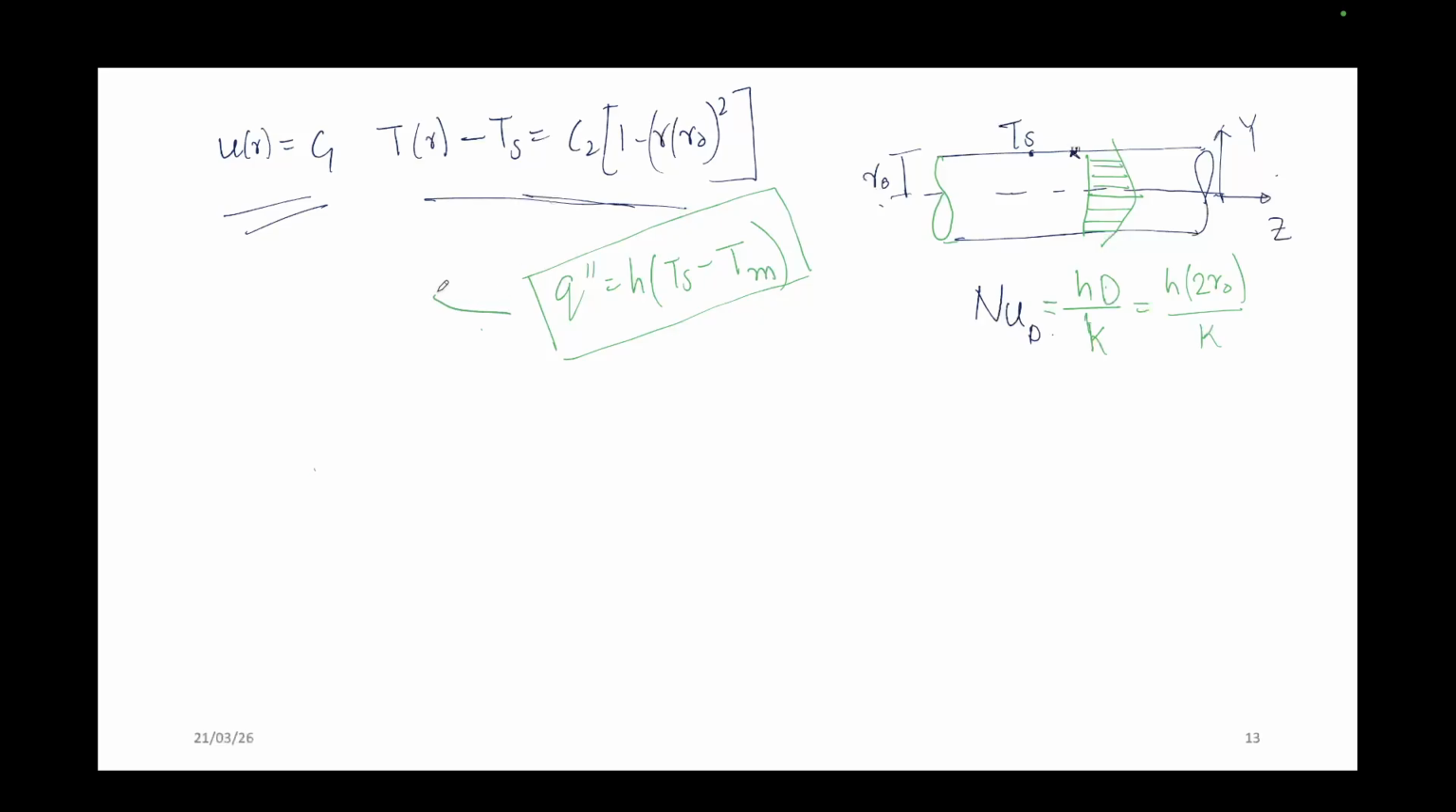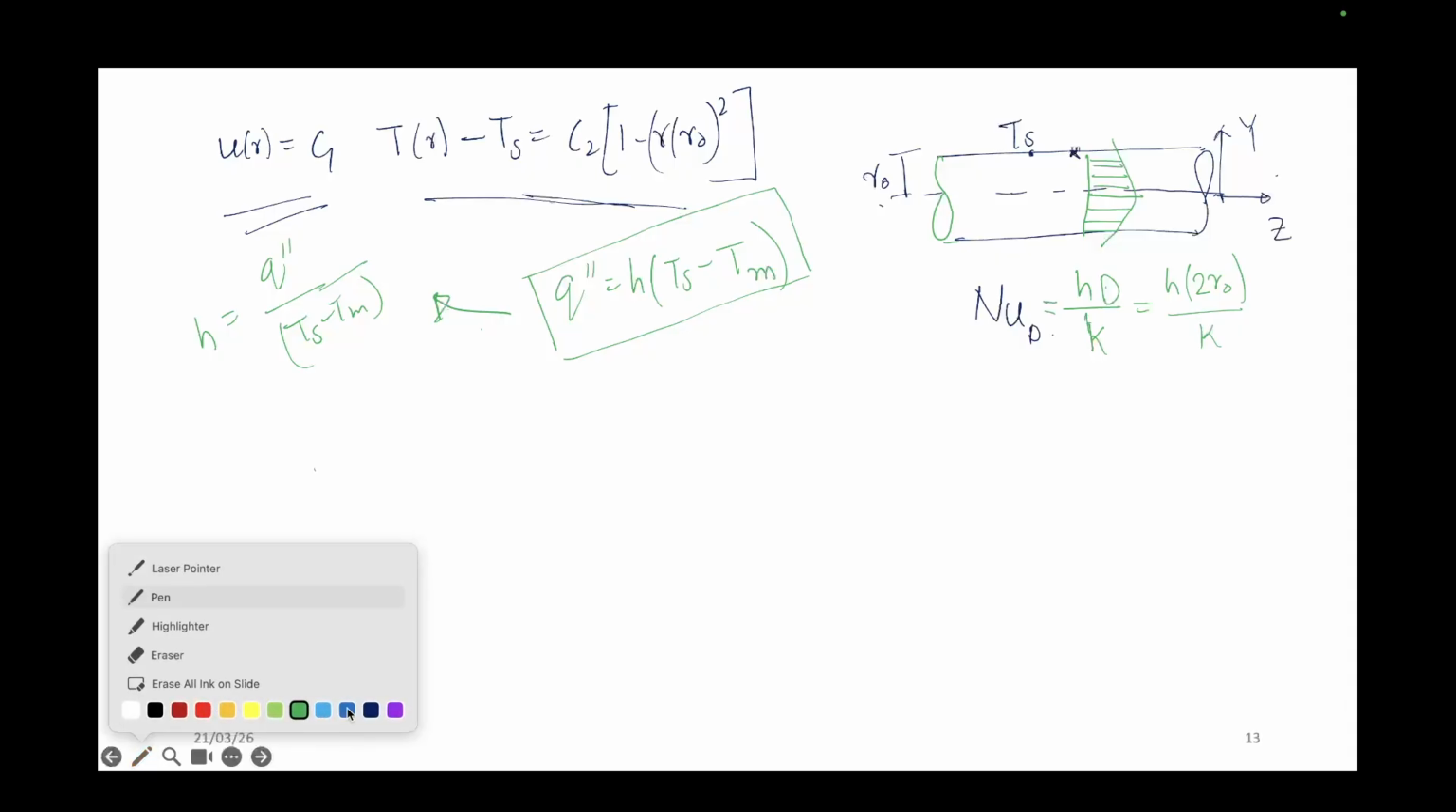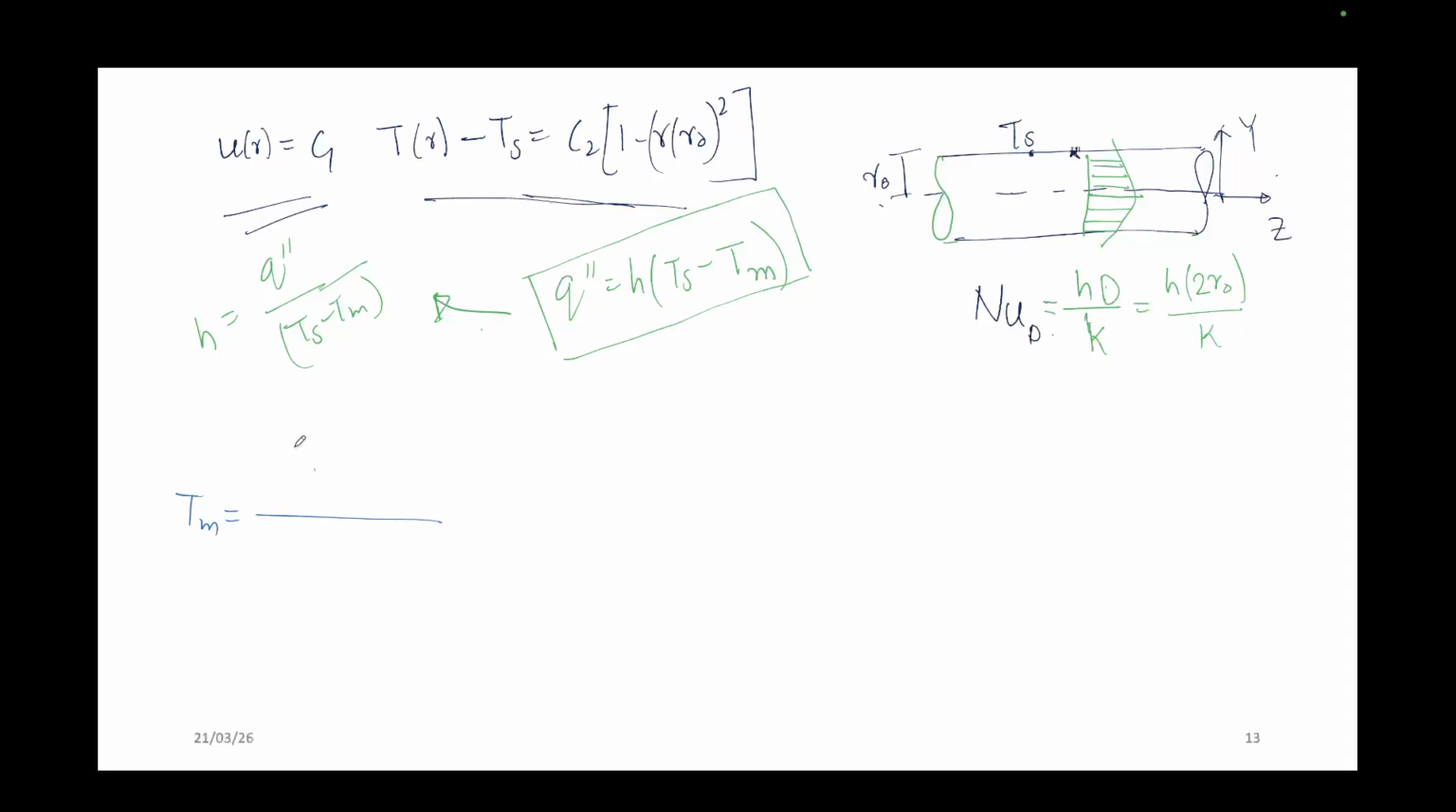So from this what I will get? Because in this equation I need h. So from this equation I will get h. Got it? So now I have to find the Tm. So for the Tm, if you remember, for this formula of Tm, what do you have?